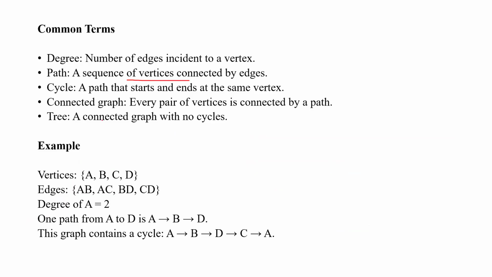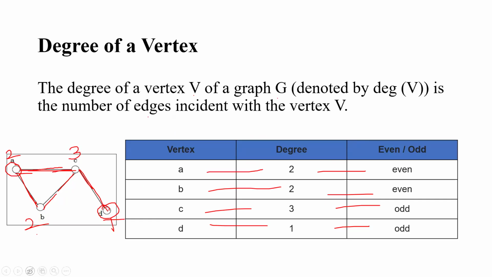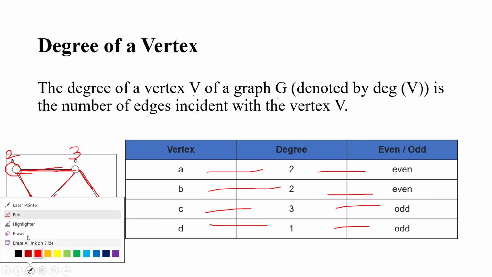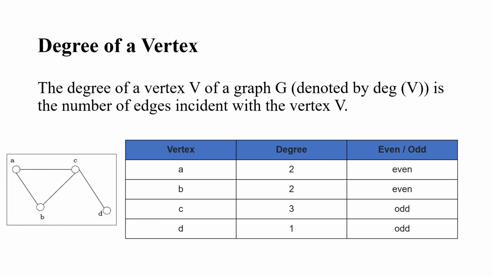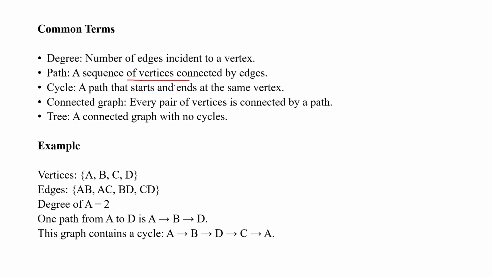Cycle means what? For example, I will take the same diagram. Here you can see I'm taking AC, CB, again BA. This is a cycle graph, it will be cycling. So a path that starts and ends at the same vertex is called a cycle. What is a connected graph? Every pair of vertices is connected by a path. Tree means a connected graph with no cycle. So the last diagram had a cycle; if it has no cycle, that is called a tree.